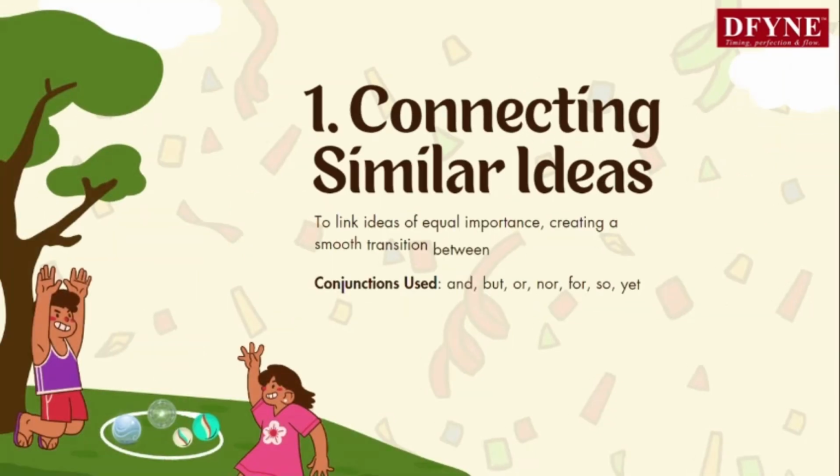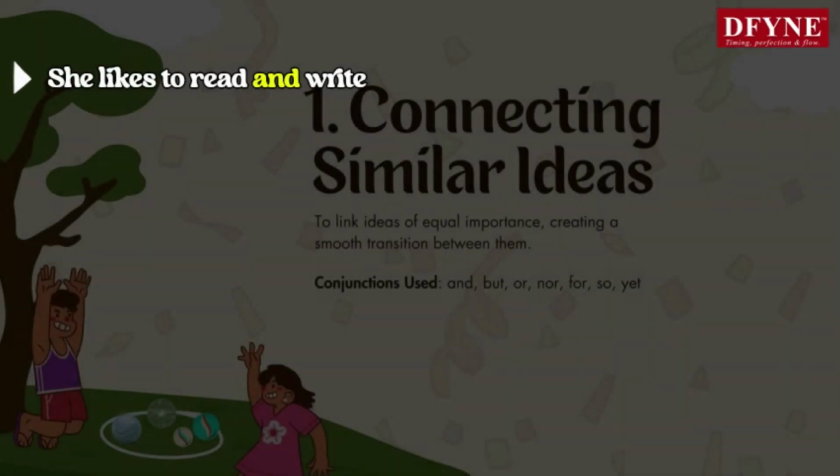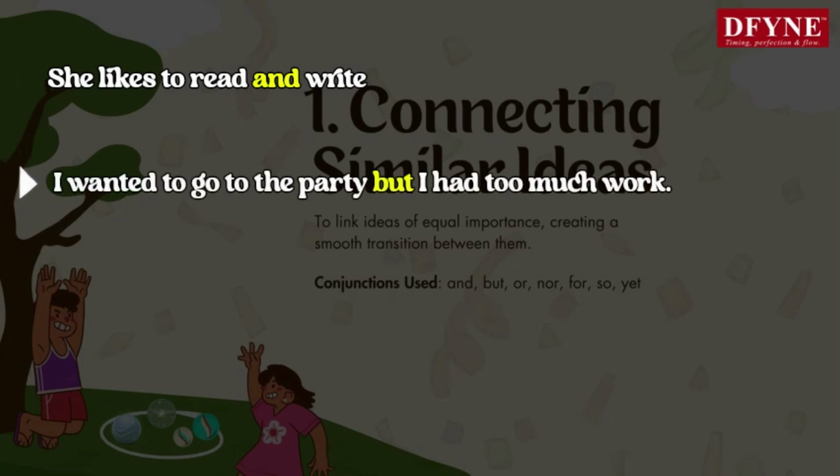1. Connecting similar ideas. The point here is to link ideas of equal importance, creating a smooth transition between them. She likes to read and write. Connects two similar activities. I wanted to go to the party, but I had too much work. Introduces a contrast between desire and obligation. The conjunction and smoothly joins two related actions, while but introduces a shift in the narrative, guiding the reader through the logical progression of ideas.